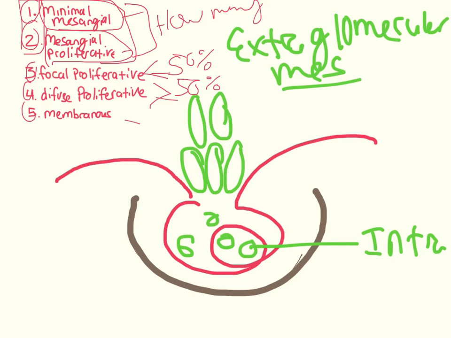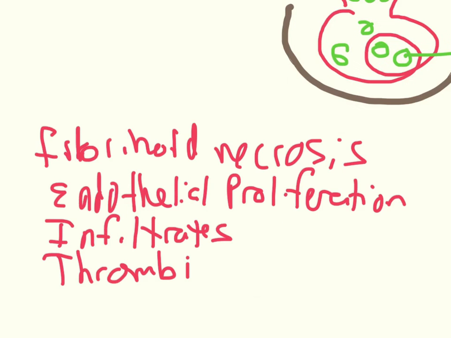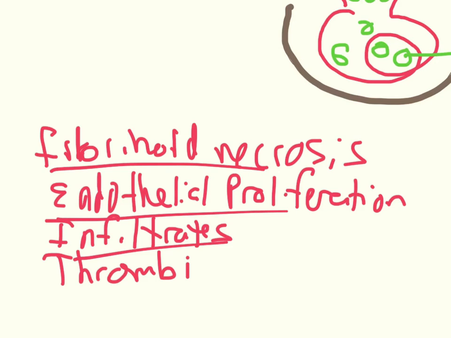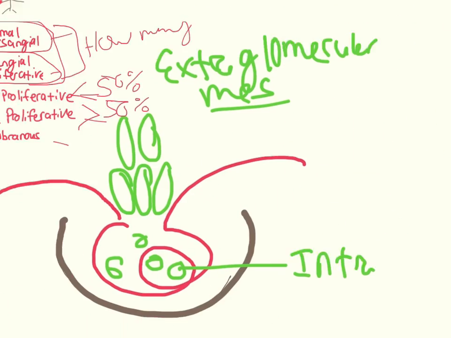With types 3 and 4, you're going to get fibrinoid necrosis, endothelial proliferation, infiltrates, and thrombi. Now, you might not get all of these, but you'll get some of this if you have type 3 and type 4. So fibrinoid necrosis, endothelial proliferation, infiltrate, and thrombi. Those are the things with 3 and 4.